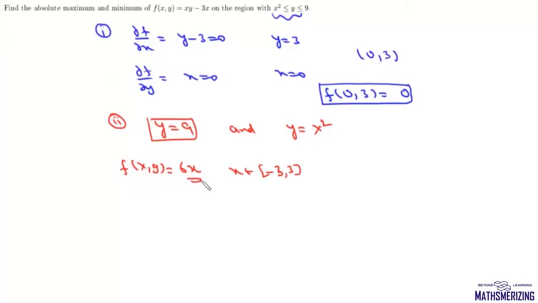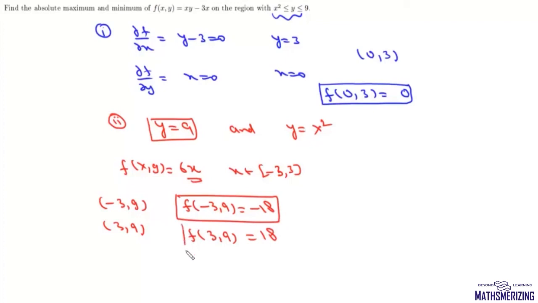Now this is nothing but a straight line, and there is no critical point on the straight line except for points at the end of this line segment. So we'll have 2 points, (minus 3, 9) and (plus 3, 9) from this case. Now we'll find value of this function at (minus 3, 9). It will be minus 18, and value of this function at (3, 9) will be plus 18. So now we have 2 more values.